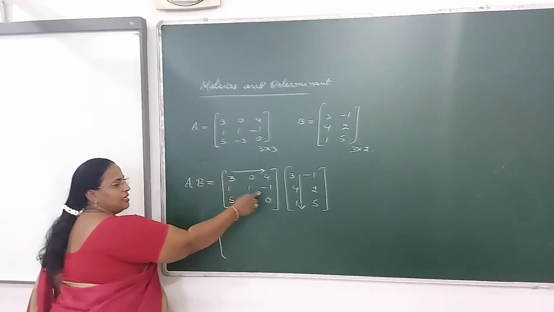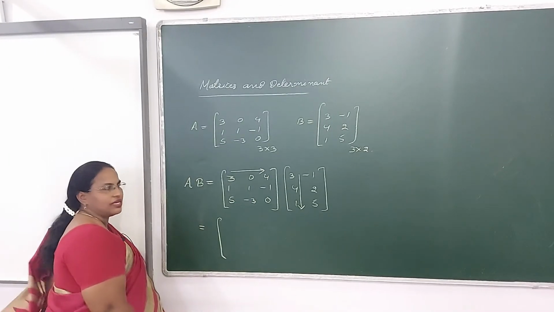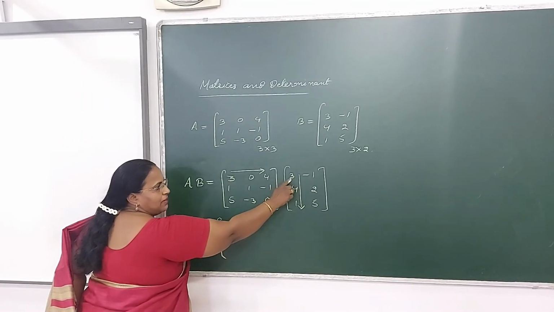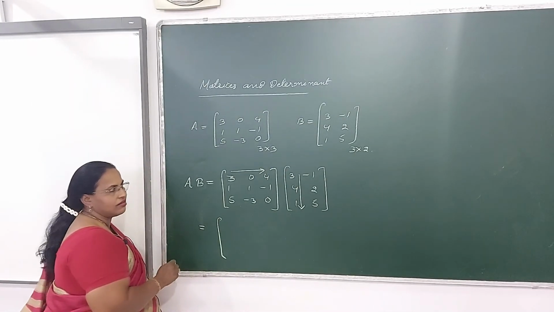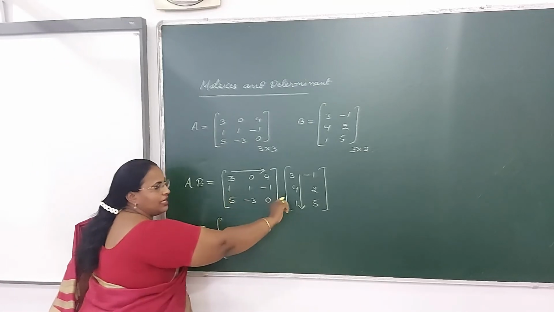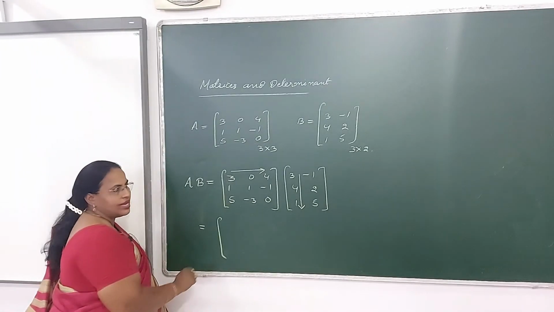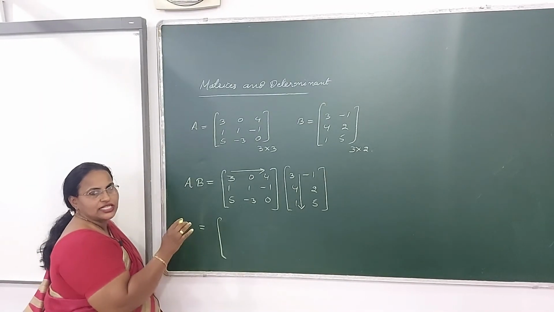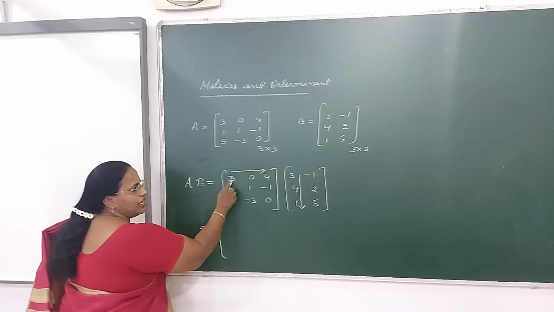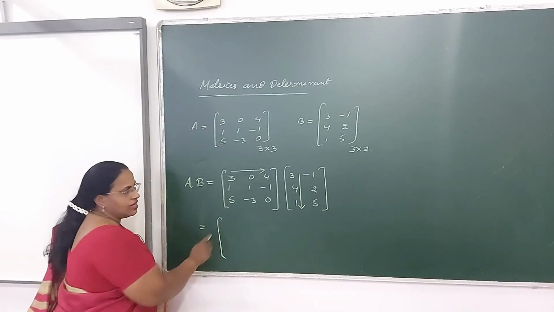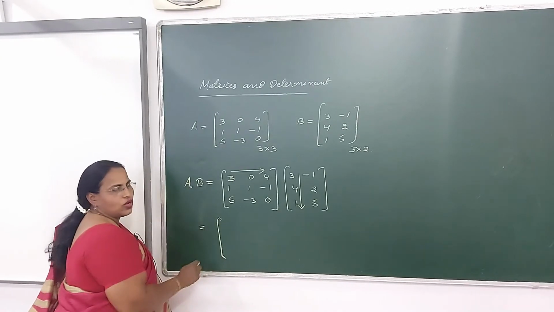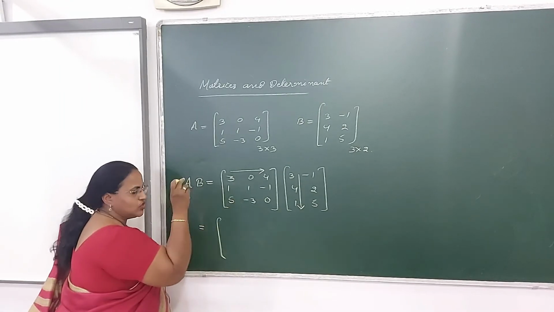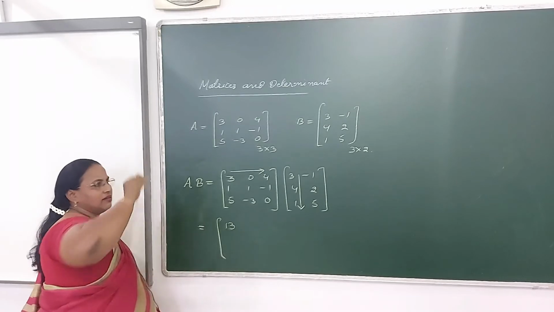The first row is multiplied to the first column of the second matrix. So the way of multiplication, A11 will be multiplied here with B11. Likewise, A12 will be multiplied with B21. A13 will be multiplied with B31. So this is exactly how it goes. So 3 into 3, it's 9, plus 0, plus 4. So finally it comes 9 plus 4, it is 13.